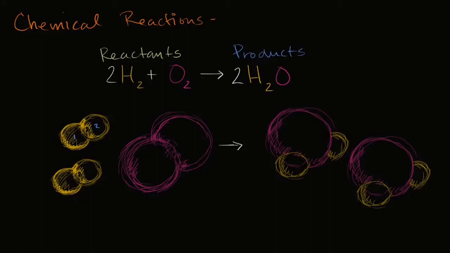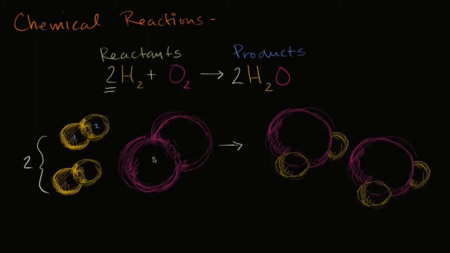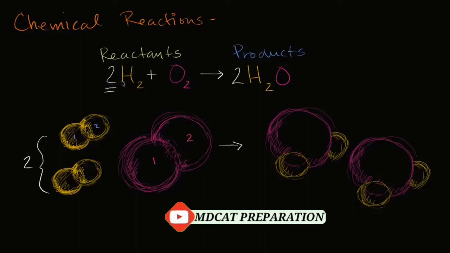So let me make this clear. This right over here, this is 2 molecules of molecular hydrogen, and that's why we have the 2 right out front of the H sub 2. This little subscript 2 tells us there's 2 of the hydrogen atoms in this molecule, and then this big white 2 that we have right over here tells us that we're dealing with 2 of those molecules. For this reaction to happen, we need 2 of these molecules for every molecule of molecular oxygen. And molecular oxygen, once again, is composed of 2 oxygen atoms. 1, 2.